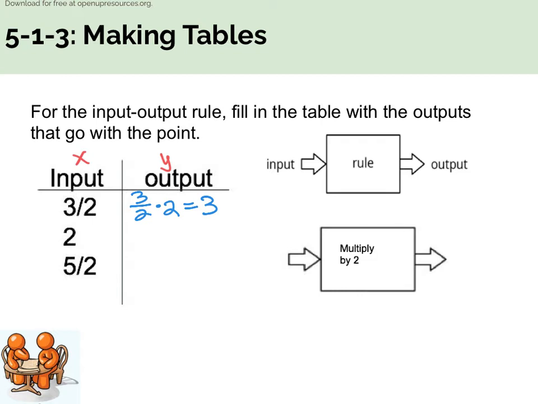Let's try the next one. So our rule is to take the number and, again, multiply by 2. 2 times 2 is 4. And then let's do it one more time. Our input is 5 over 2. So we're going to say 5 over 2 times 2. What is our answer? That is 5. So keep this all in mind as far as what we're talking about with these function diagrams, and what we're doing as far as input and also output.